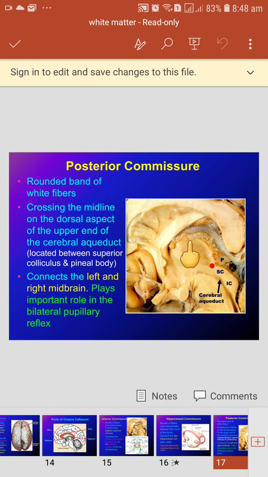Then we have another type of commissural fiber, which is the posterior commissure. This is the rounded band of white fibers crossing the midline on the dorsal aspect of the upper end of the cerebral aqueduct. Here is the cerebral aqueduct with the black arrow. It is located just above it, between the superior colliculus and the pineal body. It connects the left and right midbrain and plays an important role in the bilateral pupillary reflex.